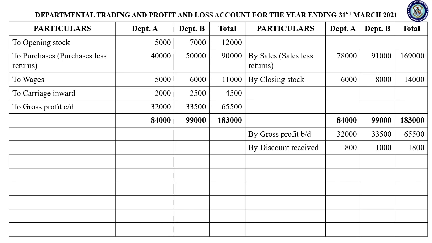Okay, you don't write the apportionment, the split figures. You just write by discount received 1800. Now, at what ratio? You just go back, turn your page and see the basis of allocation. Discount received, it is on the basis of net sales, correct? It is on the basis of net sale.